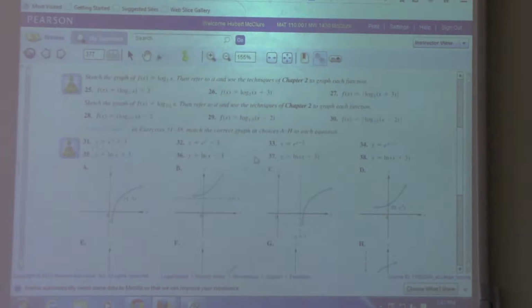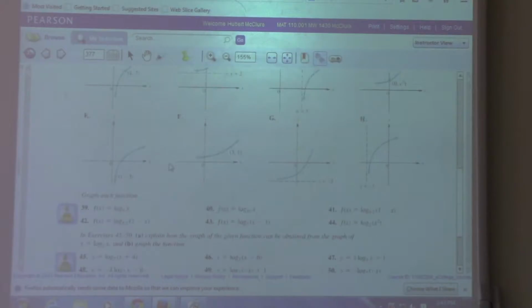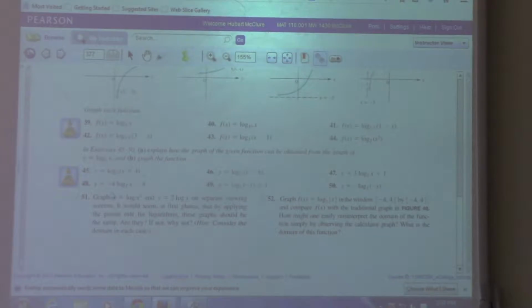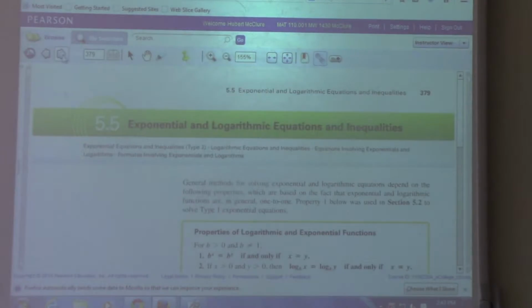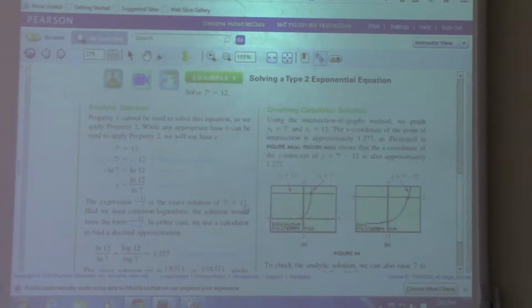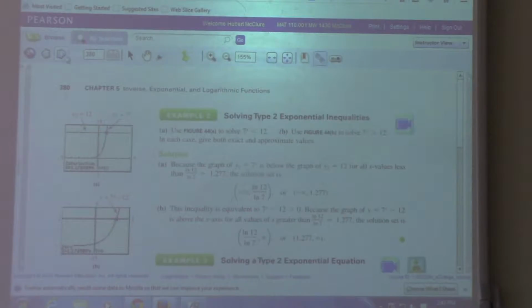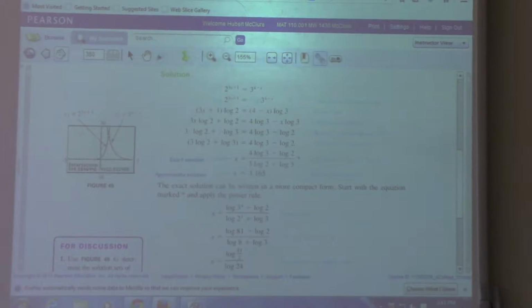Yeah, we did all those type questions. We did those. That's the definition of logarithm. Exponential equations, that's what we were doing. We were doing exponential equations, which we did all those type equations.